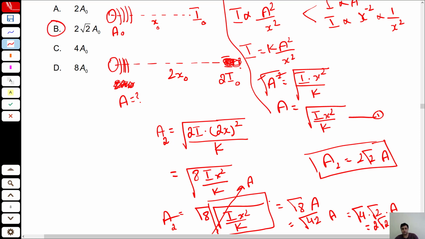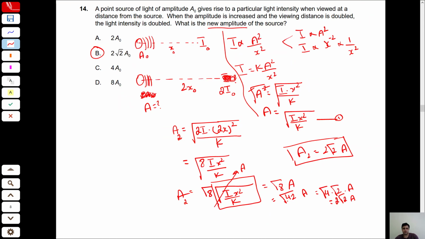So it has to be B. Okay. Maybe you can call this one the initial amplitude, call it A naught. A2 is a new amplitude, so we have to write the new amplitude in terms of the original amplitude by changing the intensity and the displacement from the source.